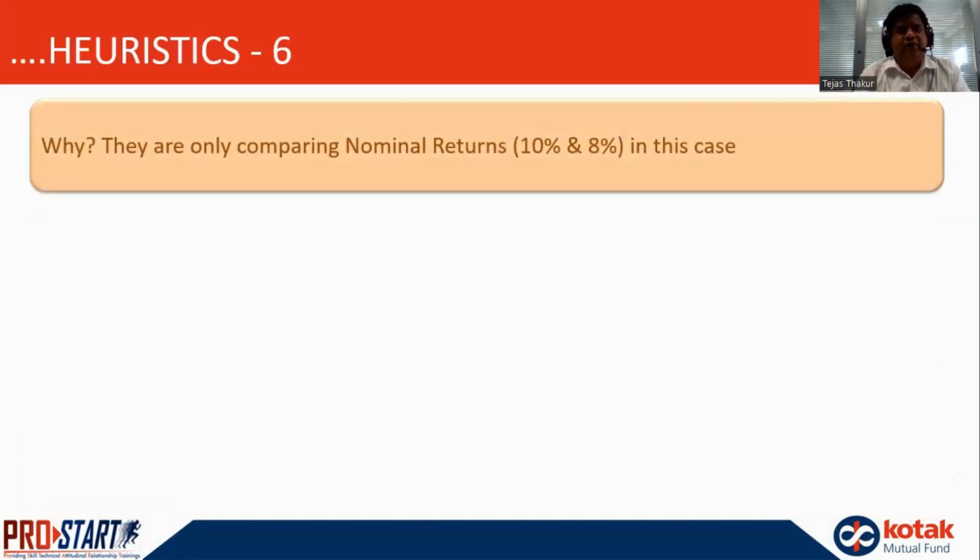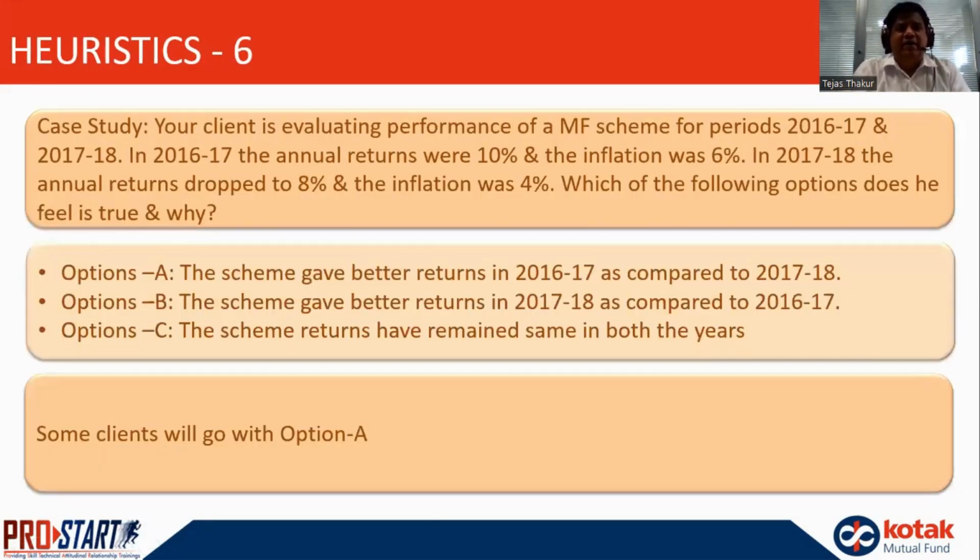Why? They're only comparing nominal returns, that is 10% and 8% in this case. So if you see here in option A clearly, 10% return versus 8% return. So I'm looking at the returns itself, right? That is known as nominal return in the TVM language, time value of money language. This is known as nominal return. But as an investor, am I concerned with nominal returns? The answer is no. I'm concerned with something known as real rate of returns.